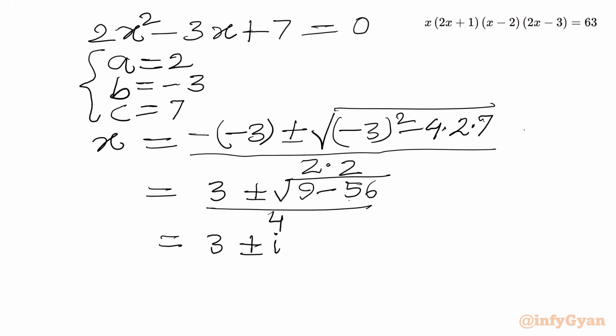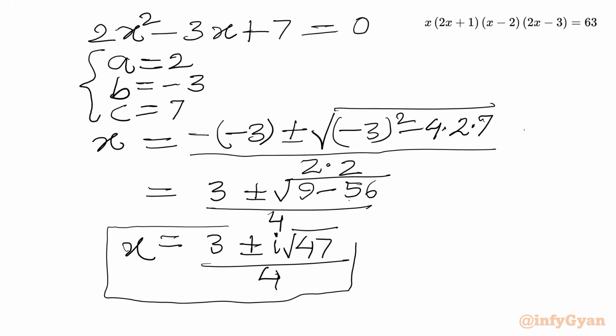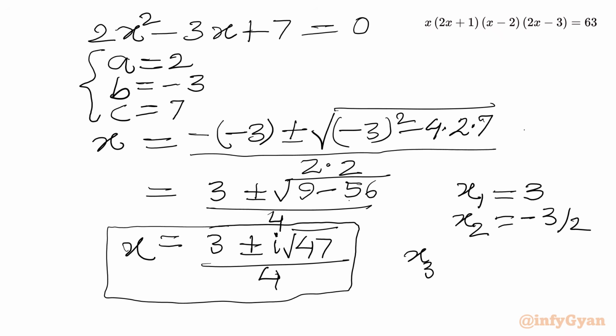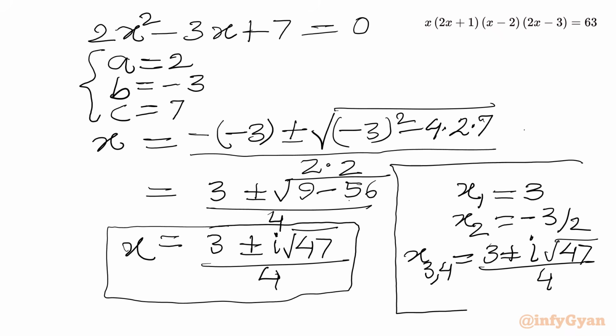Square root of minus 1 is the complex number i. So it is i square root 47 over 4. So from the second quadratic equation, we have two complex solutions. If I write x1, then x1 is 3. If I write the second solution x2, it is minus 3 over 2. And if we write the third and fourth roots of the quartic equation, then we will write 3 plus minus i square root 47 over 4. Here we have all four roots of the quartic equation.